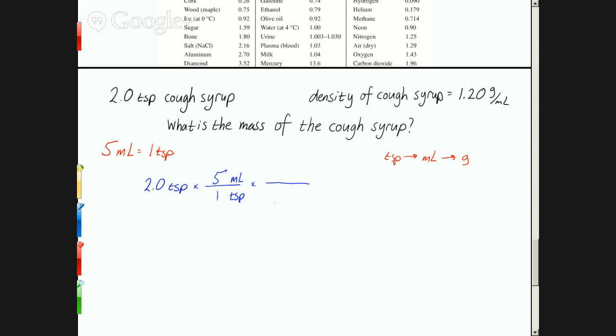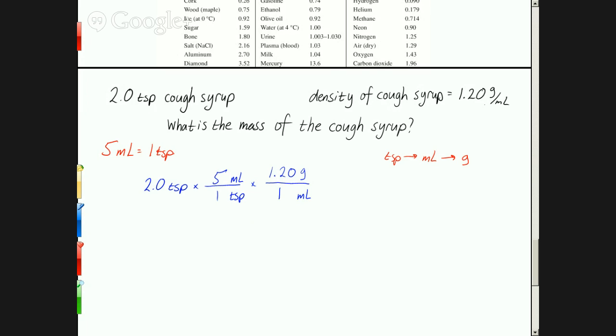And then the last part is to get from milliliters to grams, and we do that using the density. So we've got 1.2 grams per milliliter. That's the same as writing 1.2 grams per 1 milliliter. So that's how our conversion factor looks in an equation like this. 1.2, that's what we're told, that's what the density tells us. It's not a standard conversion factor.